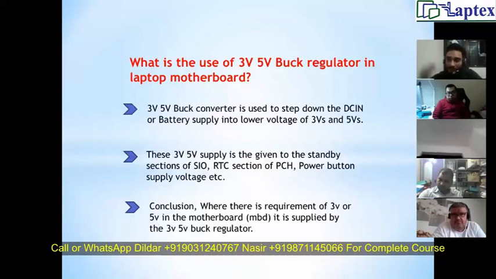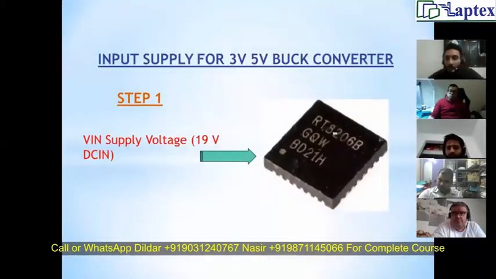Okay, so that can also cause a problem in the 3 volt 5 volt section. So first we have to understand where these supplies are going. That is what is explained by this point, right? Then we'll see the input supplies of a 3 volt 5 volt converter. What is the first supply for a 3 volt 5 volt regulator?